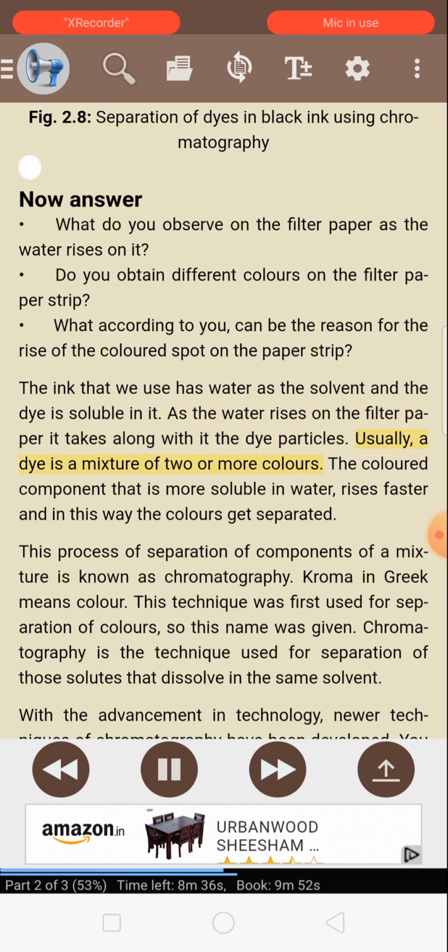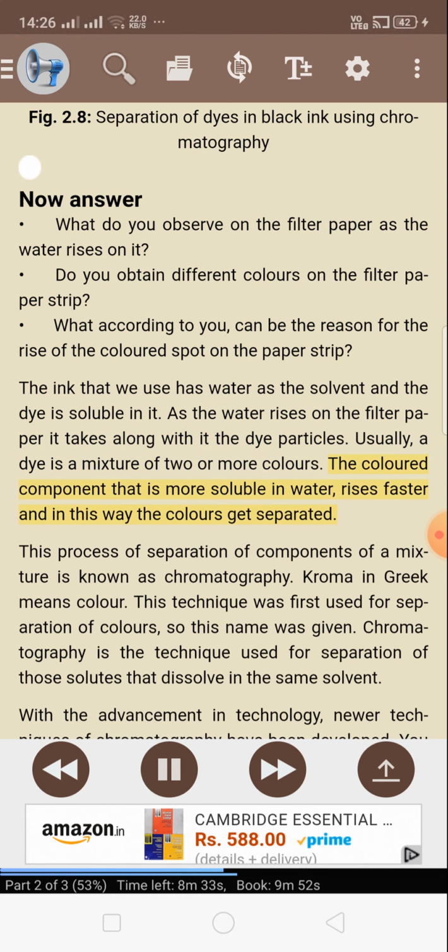Usually, a dye is a mixture of 2 or more colors. The colored component that is more soluble in water rises faster and in this way the colors get separated. This process of separation of components of a mixture is known as chromatography. Chroma in Greek means color. This technique was first used for separation of colors, so this name was given.